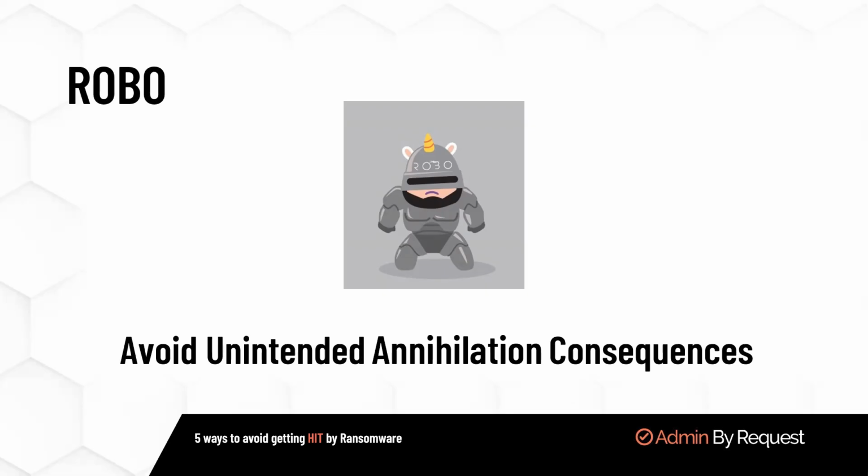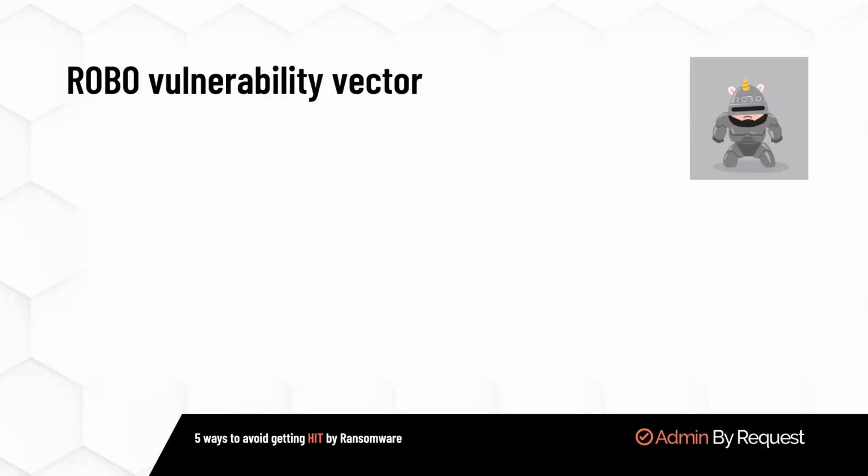Alrighty, let's take a look at Robo, who also happens to be my favorite unicorn of all five. And you can see here we have the title "To Avoid Unintended Annihilation Consequences", which is not actually what UAC stands for, but in the case of this vector, what could possibly happen? So what actually is Robo all about?